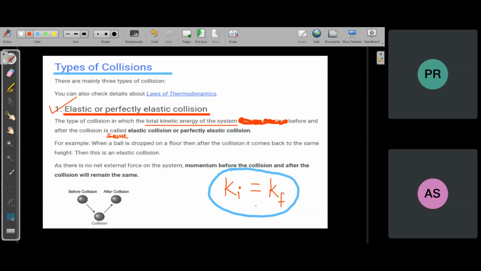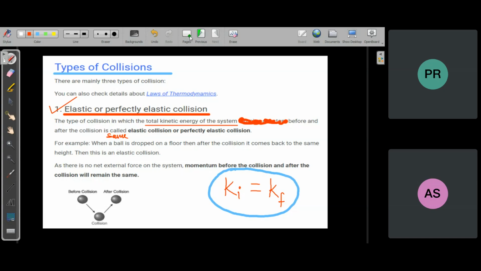In that multiple correct question, one statement says that kinetic energy of the system remains conserved, and another option says that initial kinetic energy is equal to final kinetic energy. So only this statement is correct: initial is equal to final. Then it is an elastic collision.